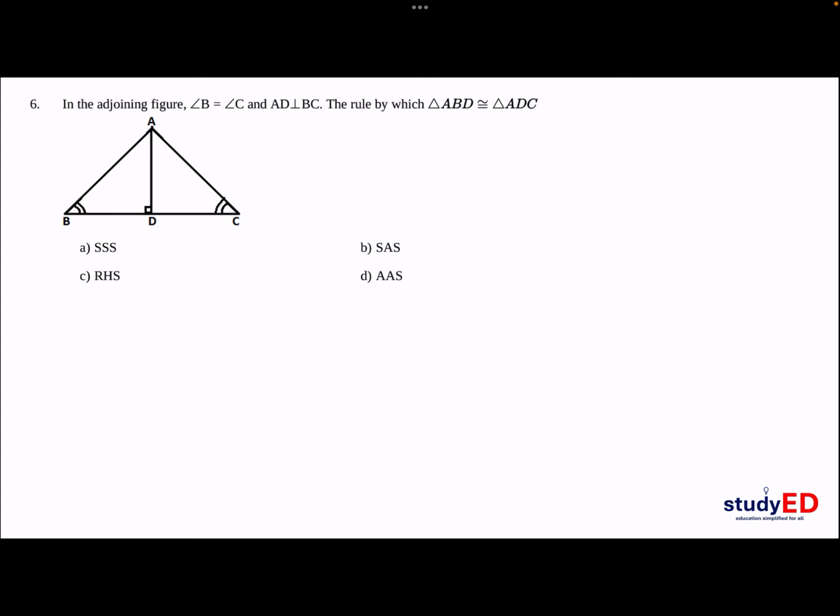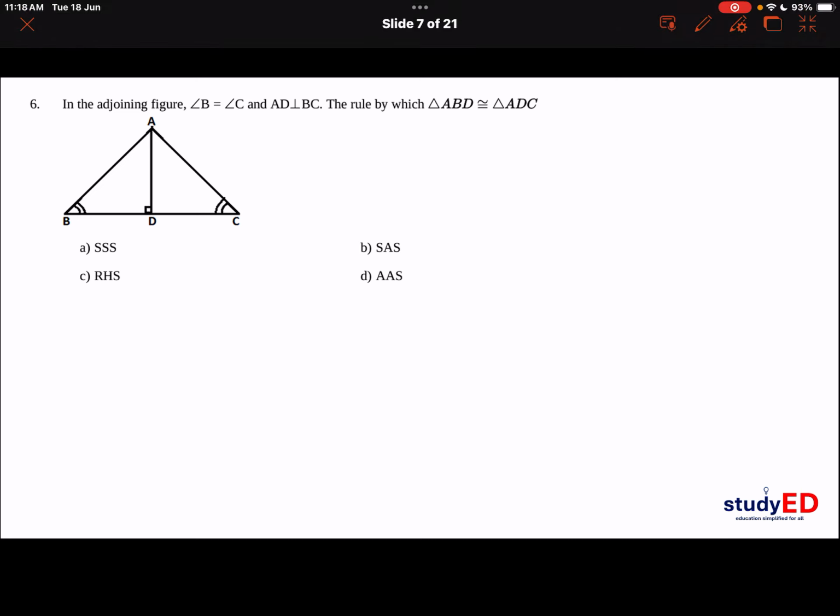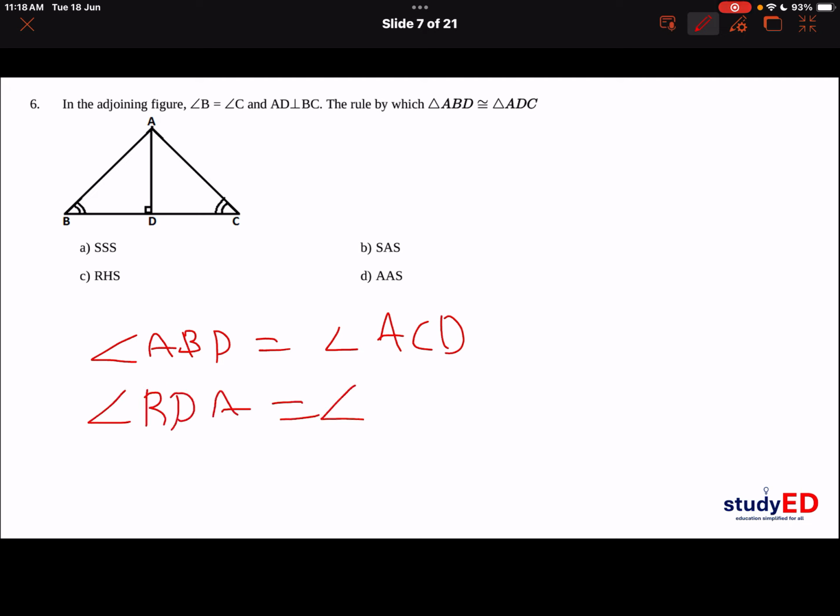This is a straightforward sum. Congruence theorem. B is equal to C. AD is perpendicular to BC. Rule by which ABD is congruent to ADC. B is equal to C, or ABD is equal to ACD, sorry. Then BDA is equal to CDA.